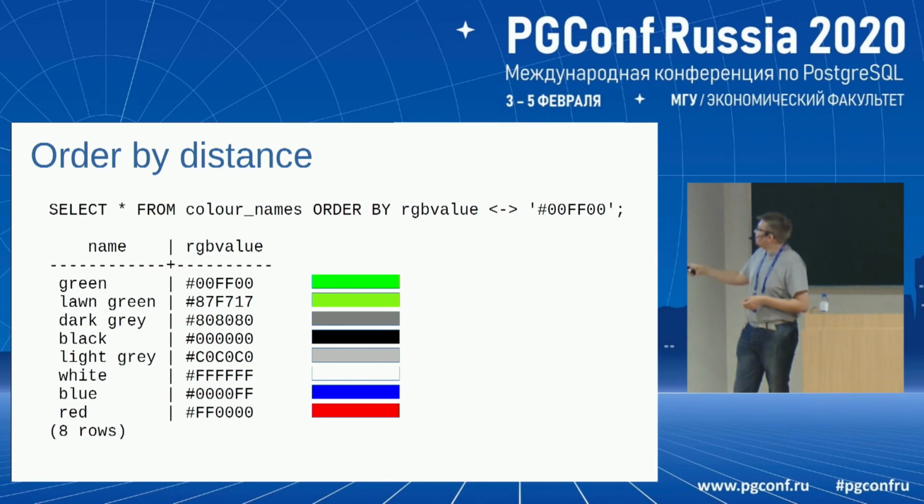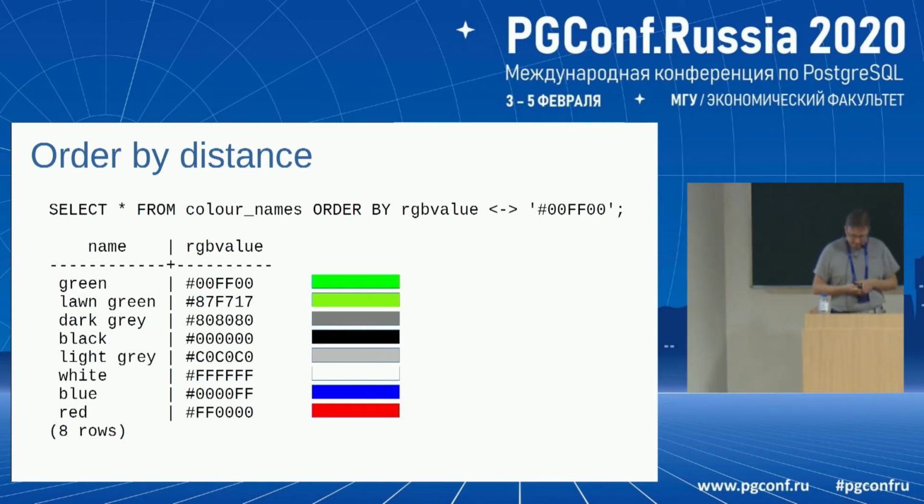And you can see that if you give it as input the color green, you will get green. Well, that's the first one. And then you have a lone green and, well, some other colors. And blue and red are definitely not green, so they're in the bottom. So that's pretty cool. That was very simple.